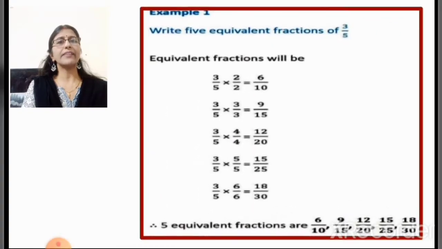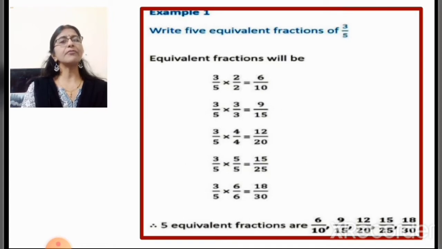based on equivalent fractions. Write 5 equivalent fractions of 3 upon 5. So here these are the 5 equivalent fractions shown. So first we will write the fraction which is given, 3 upon 5. So it is multiplied by 2. You can see here both numerator and denominator are multiplied by 2. So 3 2s are 6, 5 2s are 10. So the fraction is 6 upon 10.